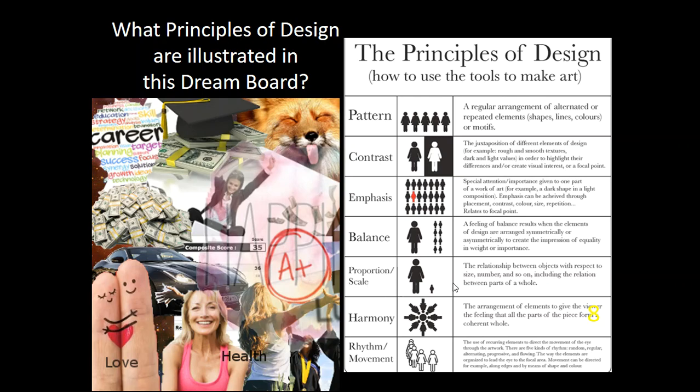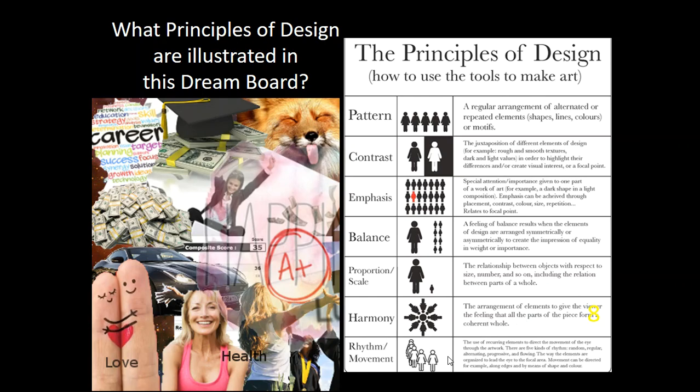Proportion or scale. The relationship between objects with respect to size, number, and so on, including the relation between parts of a whole. Well, we can see that obviously these fingers are a lot bigger than this car. So we've got some interesting play on scale and proportion in here, and that adds to the visual interest. Harmony. The arrangement of elements to give the viewer the feeling that all of the parts of the piece form a coherent whole. You might also call this unity.